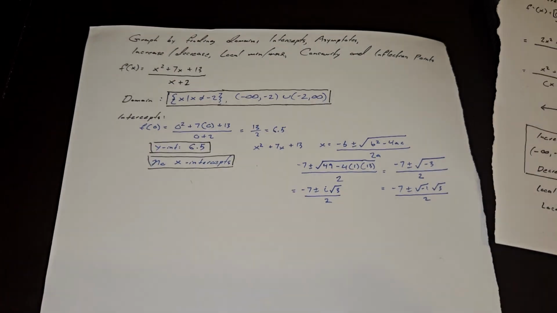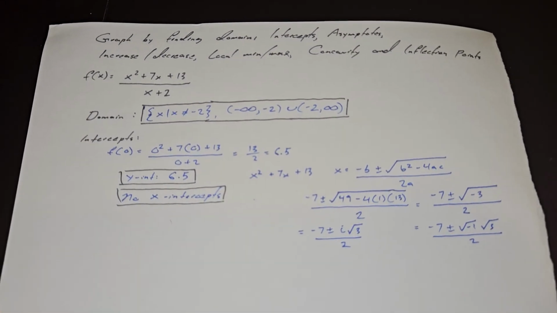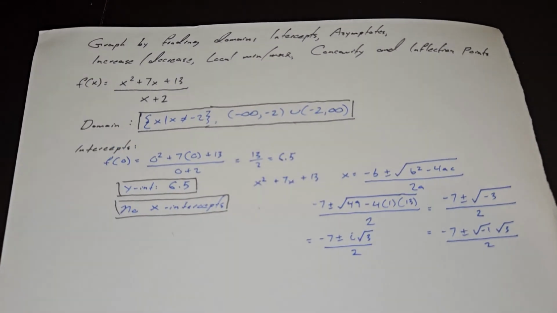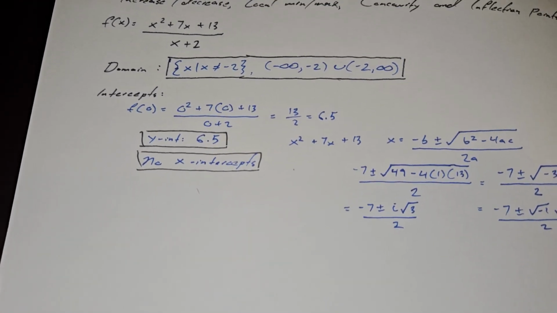All right, now that we found our intercepts, let's see, what else do we have to do? We have to find the asymptotes. Now that we found all of our intercepts, let's find the asymptotes. This is my black pen.